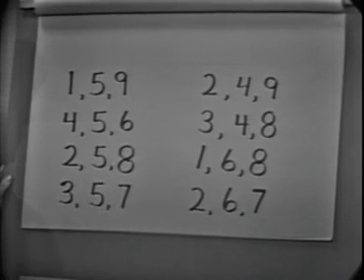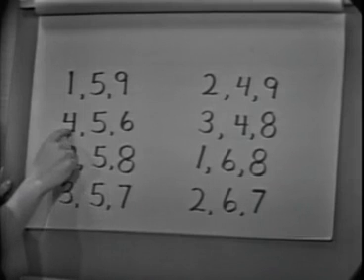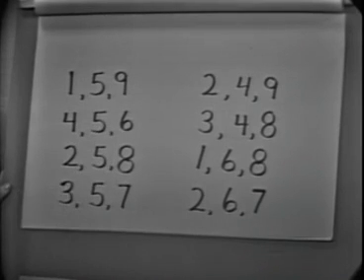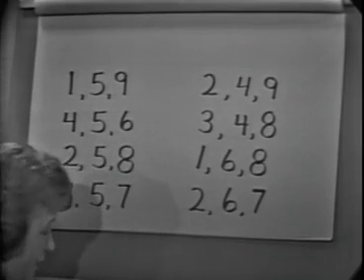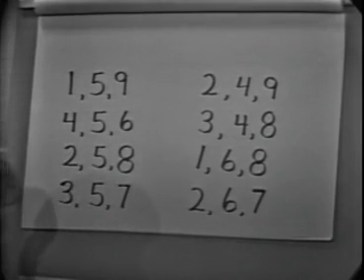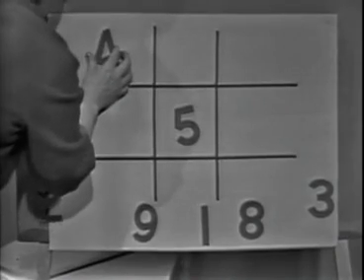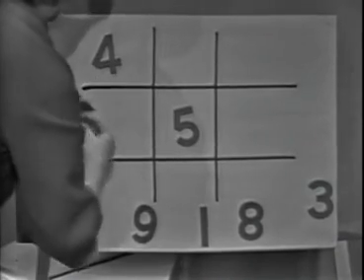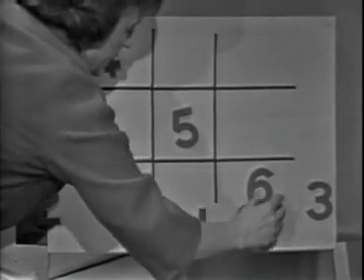This suggests then that 5 must go in the center and that 4, 6, 2, and 8 go on the corners. And so we try again. We place 5 in the center. We can place 4 here. We will place 6 down here.